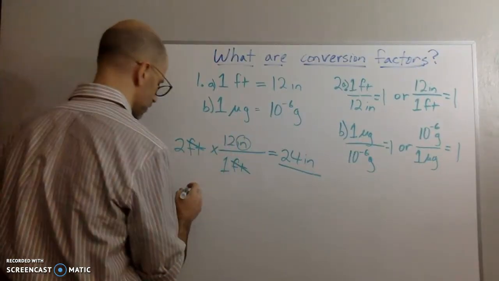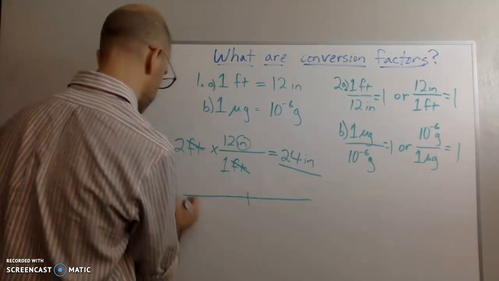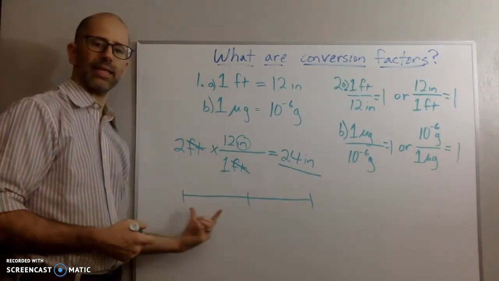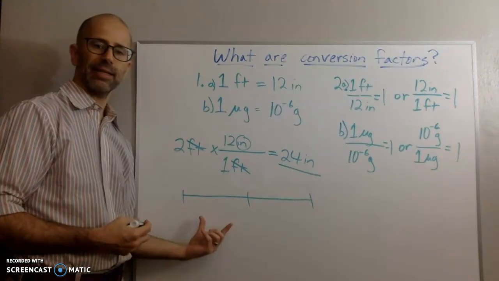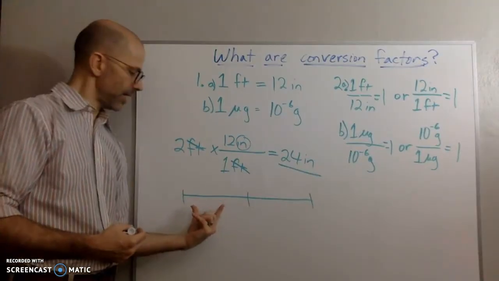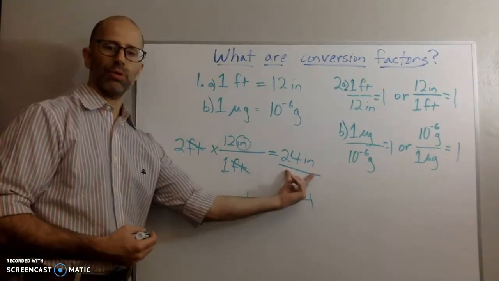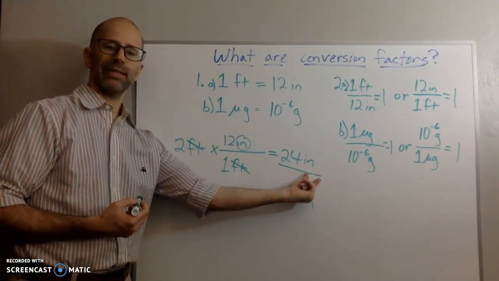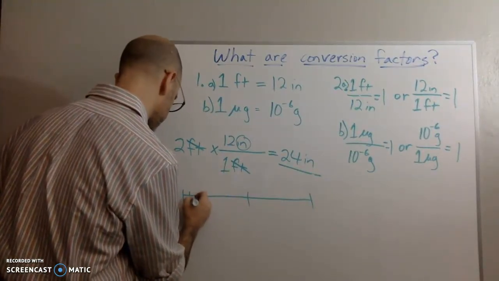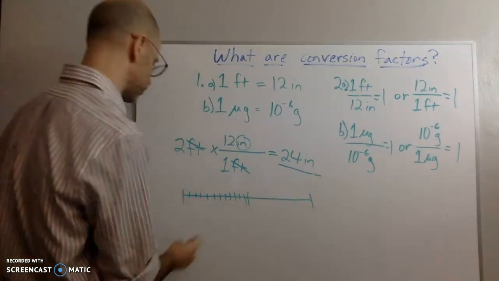So in effect, let's say this is roughly 2 feet, maybe a bit longer. So I started with this magnitude, and I started with it in feet, the unit feet. So I have 2 of them. I do my conversion, I end up with the same magnitude, but now it's divided into inches. So that would be the same thing as if I do this. 1, 2, 3, 4, 5, 6, 7, 8, 9, 10, 11. So that would be 12.